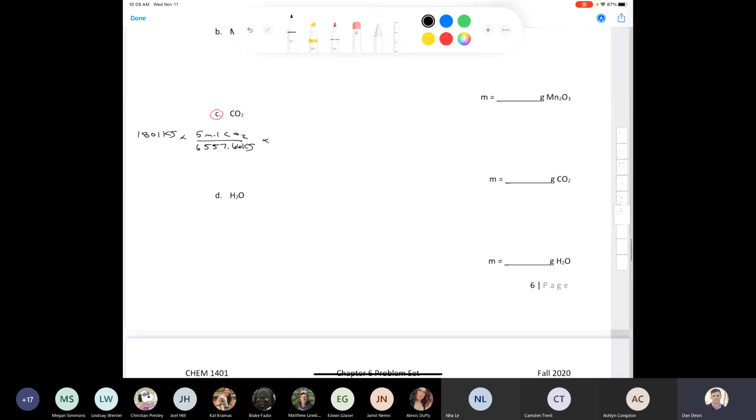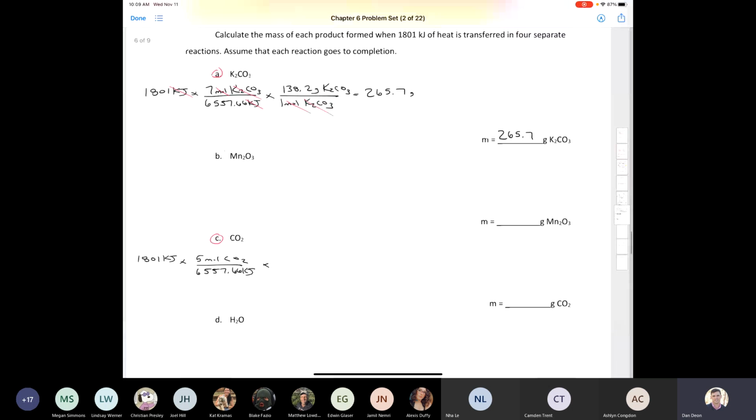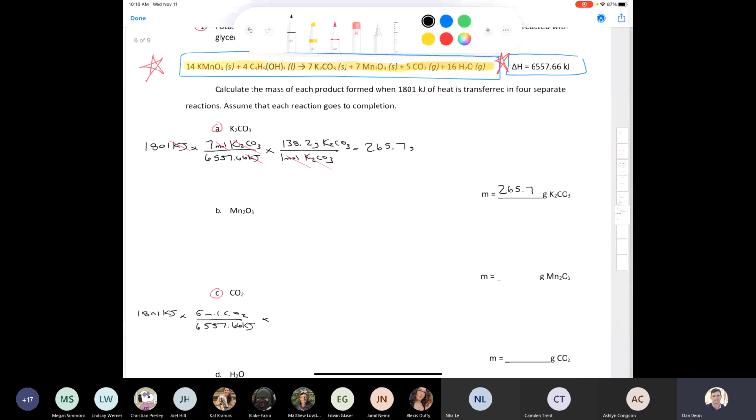Where did I get that from? Let's go up here. Look, it starts with B, ends with balanced equation. The balanced equation has 5 moles of CO2. And I know that in 1 mole of CO2 there are 44.01 grams of CO2. Double check our units: kilojoules and moles of CO2 cancel. We're left with grams of CO2, and we get 60.43 grams of CO2.